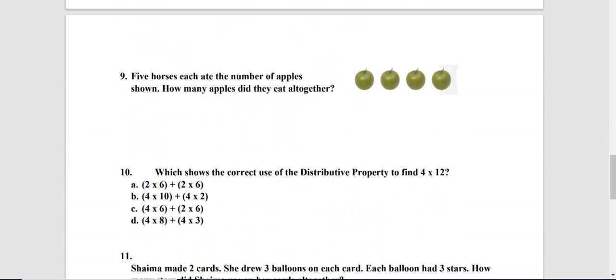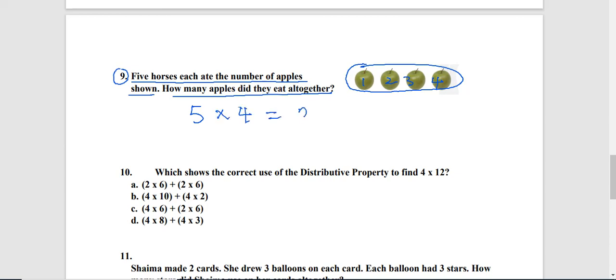Question number 9. 5 horses each ate the number of apples shown. How many apples did they eat altogether? So if there are 5 horses, and each of them, that is one horse alone, had 4 apples. 1, 2, 3, 4. So for a total of 5 horses, that will be 5 times 4. So altogether, it's going to be 20 apples.